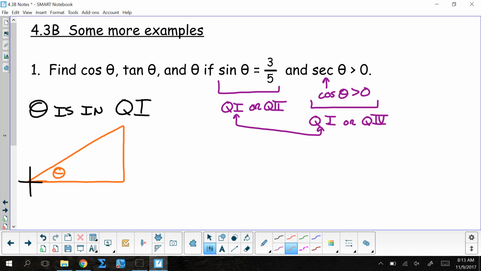Sine is 3/5. What is sine? Opposite over hypotenuse. Okay. Do we know what that missing side is yet? 4?